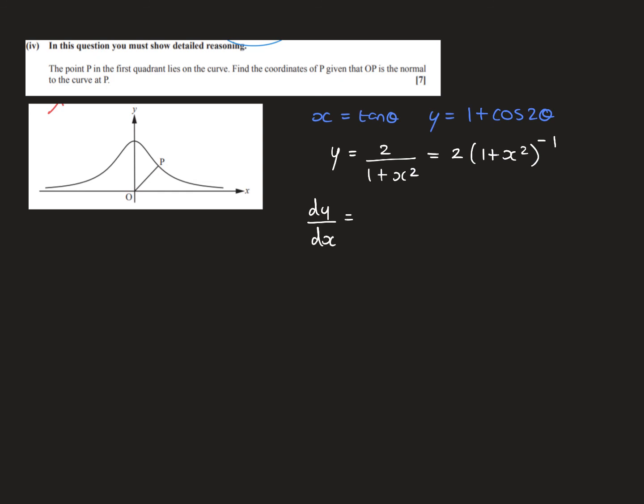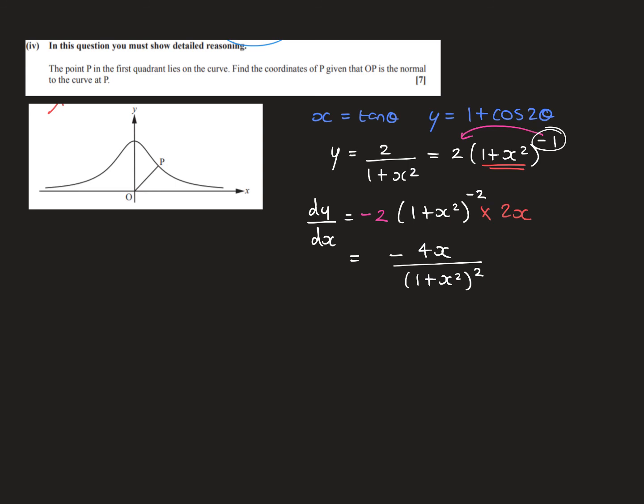Now, it's a power function, so I need to multiply by the power, so this becomes -2. I reduce the overall power by 1, so this becomes a power of -2, and I multiply by the derivative of the inner function, which is 2x. So tidying this up a little bit, this gives me minus 4x over 1 plus x squared all to the power of 2. That's our dy by dx.